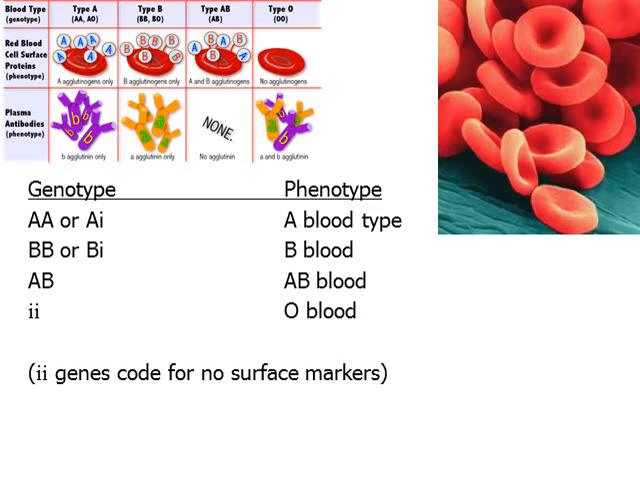So the genotype AA, which is a phenotype or expression of A blood, can't be transfused into B blood because they're different markers. Now if you're O, you have no surface markers for this specific trait. And I'll talk about that, why it's important, in the next slide.